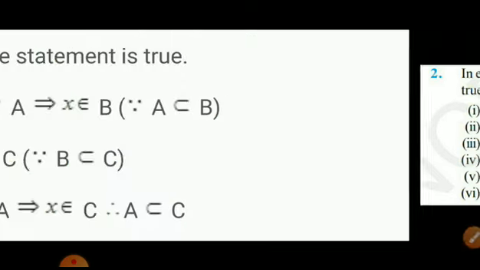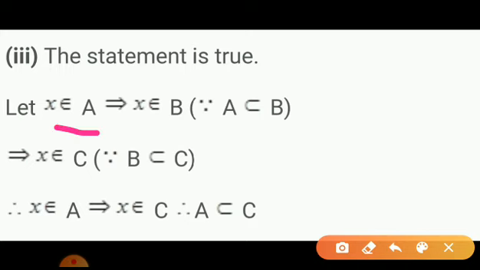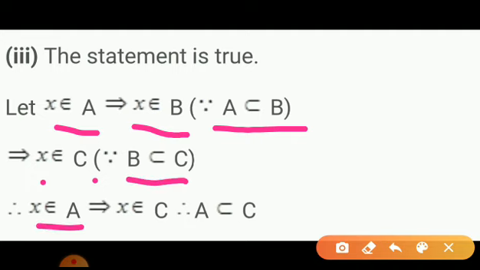Clear? So here, let X belong to A, which implies X belongs to B, since A is a subset of B. Again it implies X belongs to C, because B is a subset of C. And hence, since X belongs to A, we have got X belongs to C, and hence we can say A is a subset of C. Always remember, whenever you have to prove a subset, first set subset of second, take any arbitrary element of the first set and show its existence in the second set. Okay?